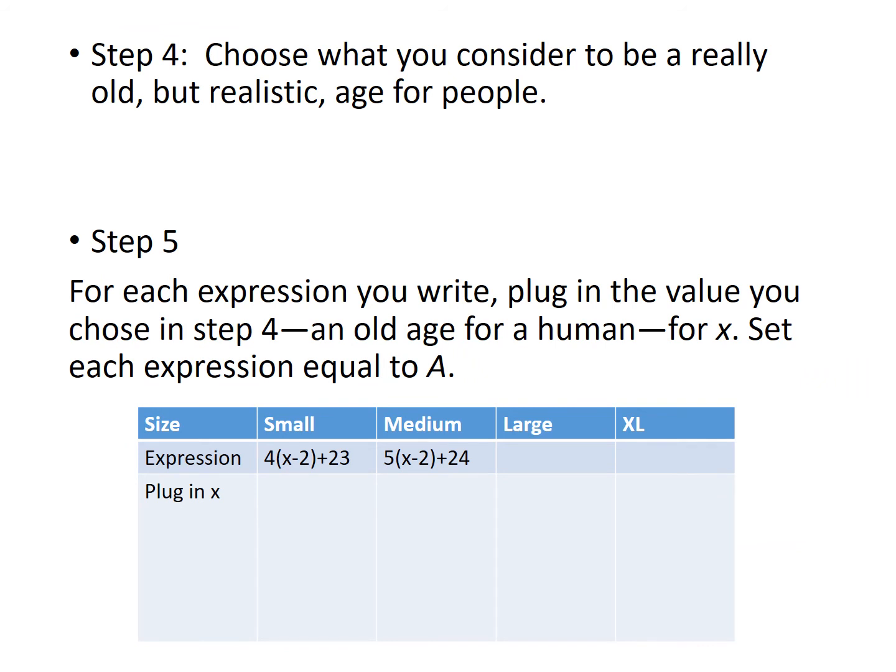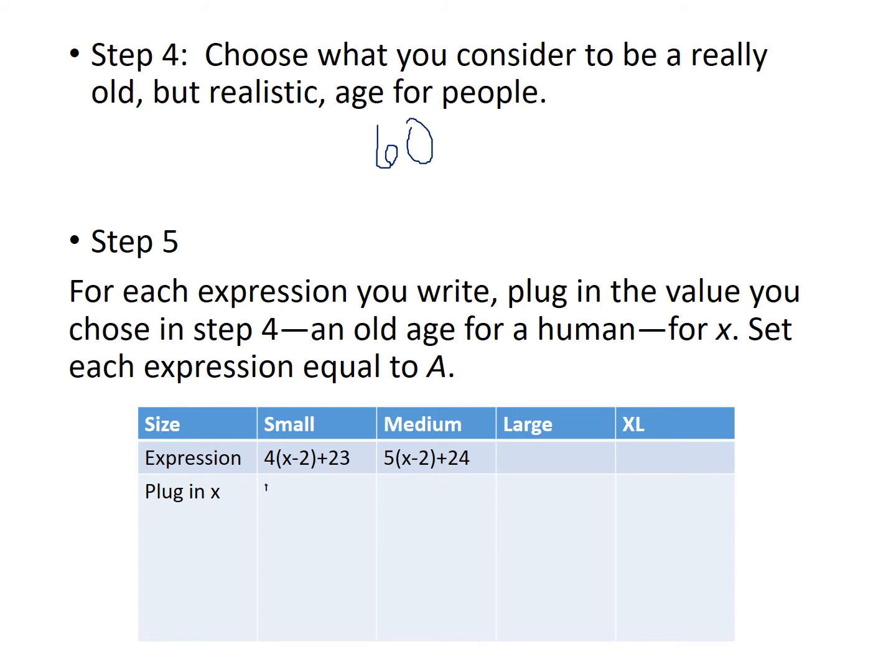Now we're going to choose what you consider to be really old, but realistic age for people. So I'm going to say 60. Even though that may not be really old, it's still a realistic age for most. So I'm going to put 60 there. And I've written the expressions that we came up with on the last slide here. We're going to plug in 60 where we see x.